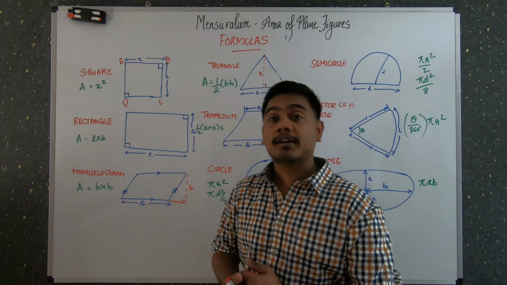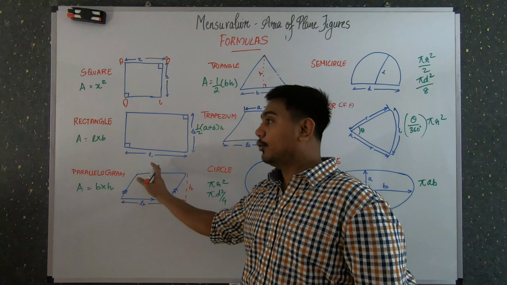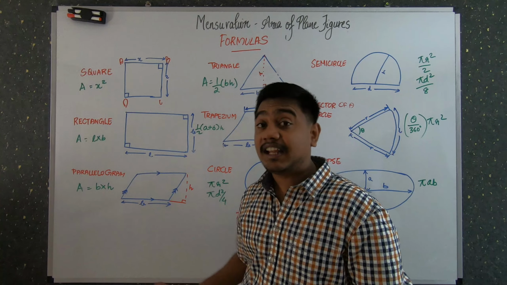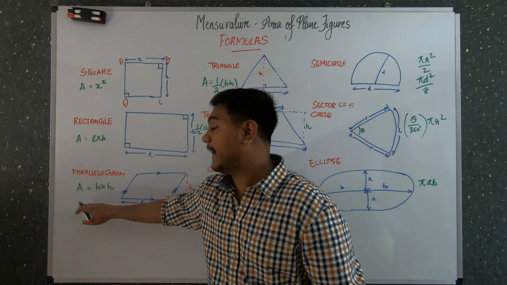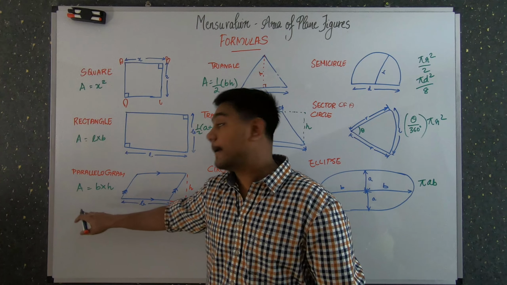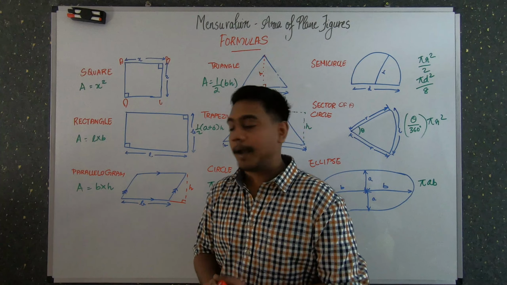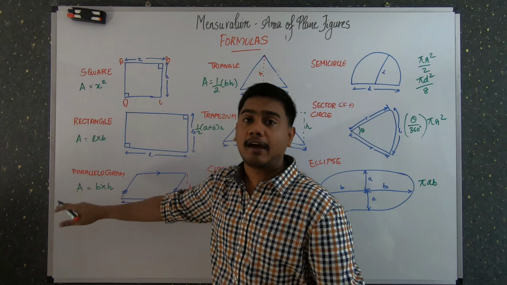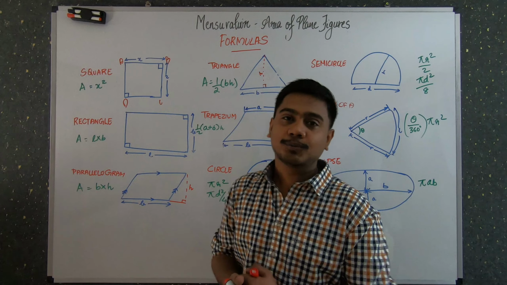For a parallelogram, how is it? It is also similar. You take the base and you take the vertical height, that is h. So you take A is equal to b into h, that is base into height, which will give you the area of a parallelogram. These are all similar. You just have to remember one of the formulas and you can form the other formulas too.